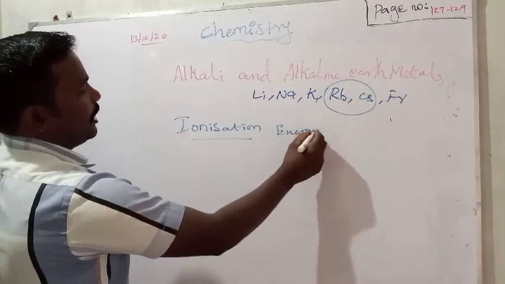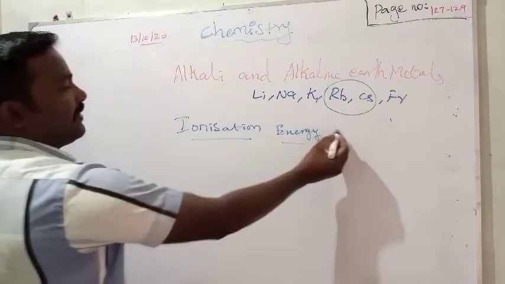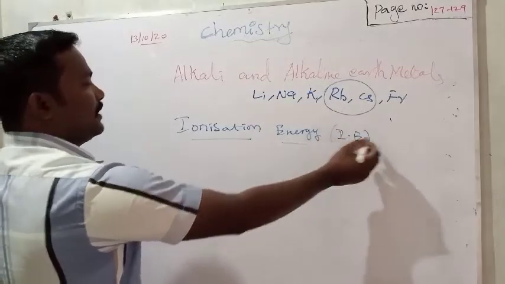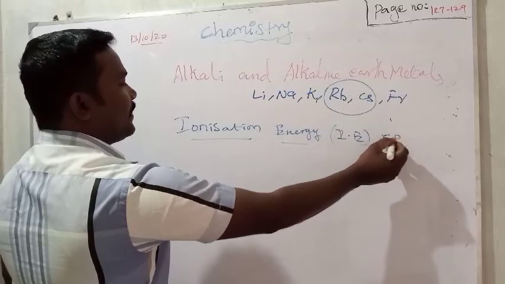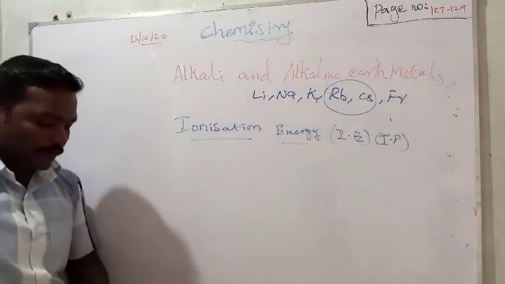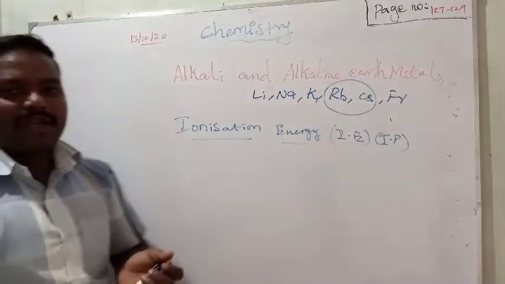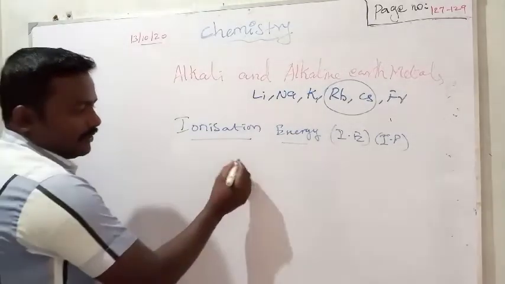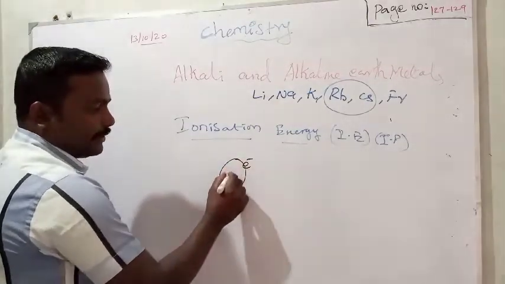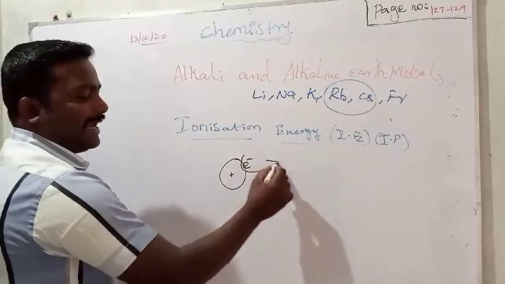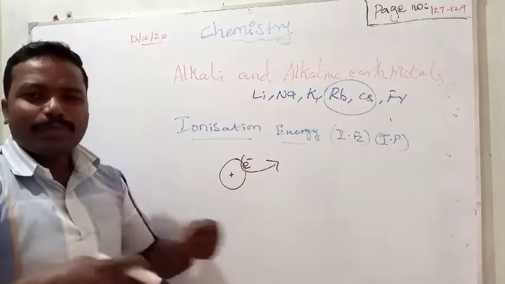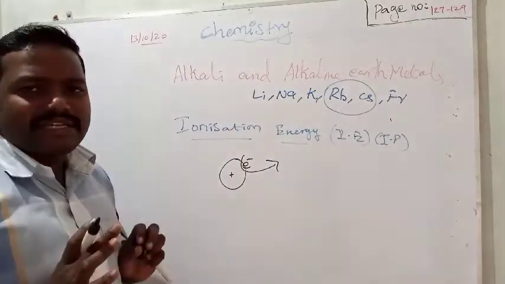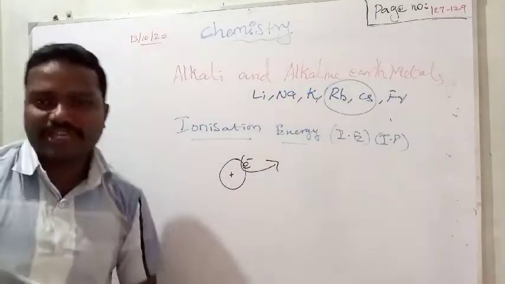Energy or enthalpy, both are same. Simply we can write IE. Somewhere we can write IP, ionization potential. Listen, ionization energy means the amount of energy required to remove an electron. If you want to remove an electron, how much energy is needed? That is called ionization energy.